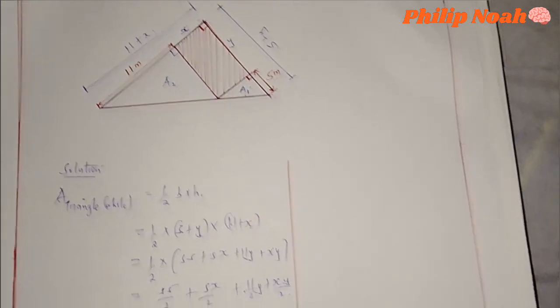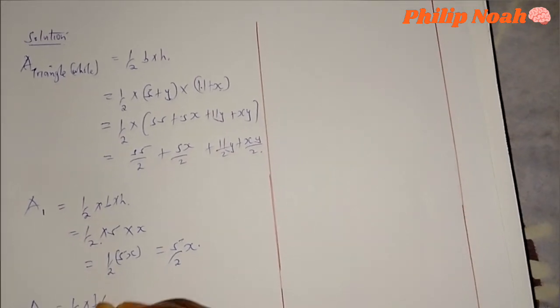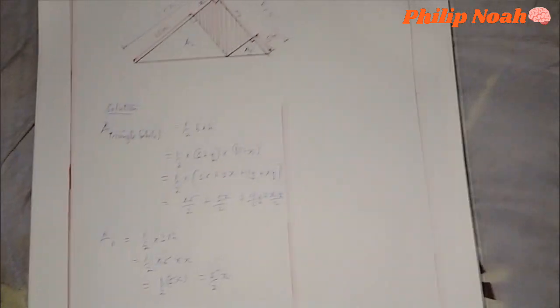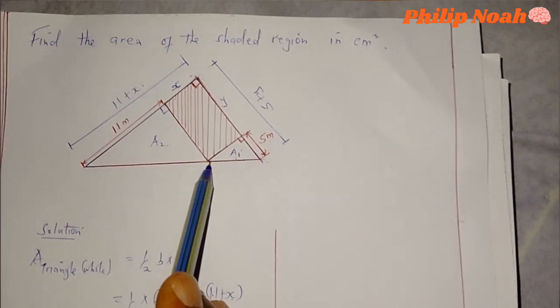What about the area 2? The area 2, we shall use the same method. It's a triangle, so a half times base times height gives us the area, and our base shall take this y.